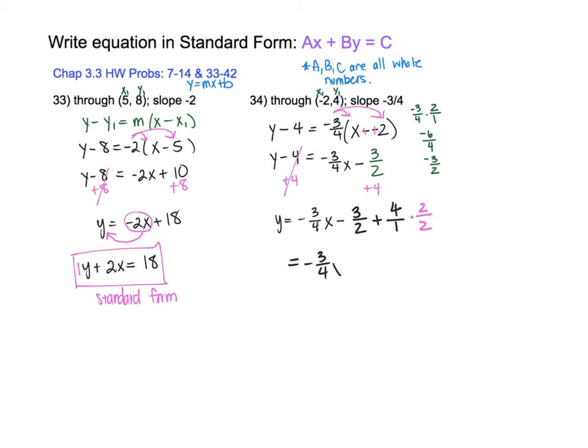Negative 3 over 4x drops down, minus 3 over 2 plus 8 times 2. And so in this case, y drops down, negative 3 over 4x minus, well, actually not minus. So this one's negative 3 plus 8, so that makes 5 over 2.